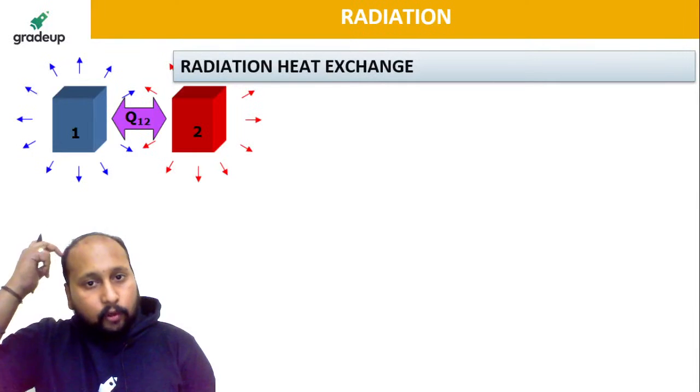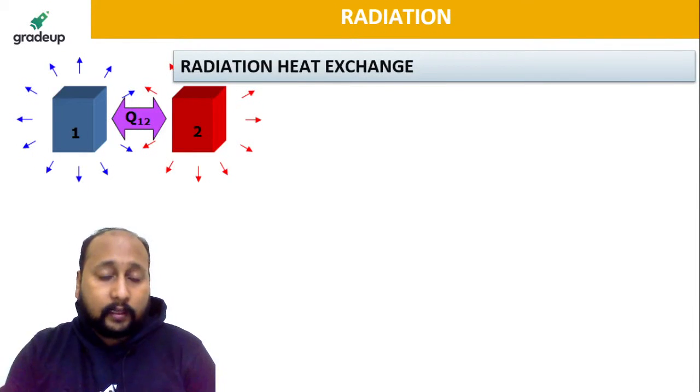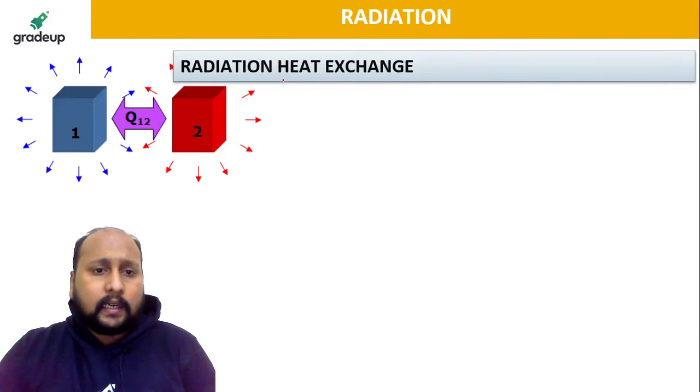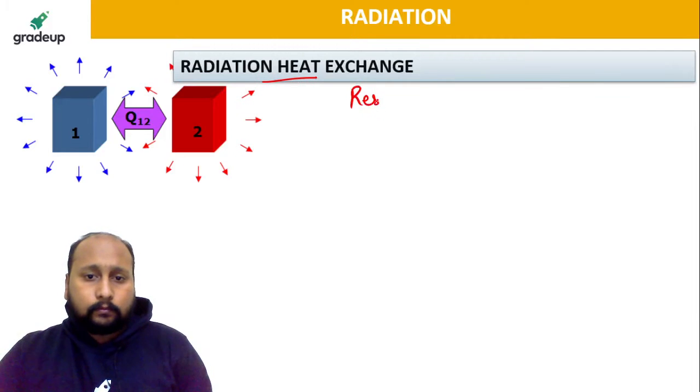Next question, let's see. Now, before going to the next question, let's try to understand the radiation network. What do you mean by radiation network? Then we'll solve some questions from this radiation network. Now, what is this radiation network? In radiation, we have two resistances. Very important, we have two resistances in radiation.